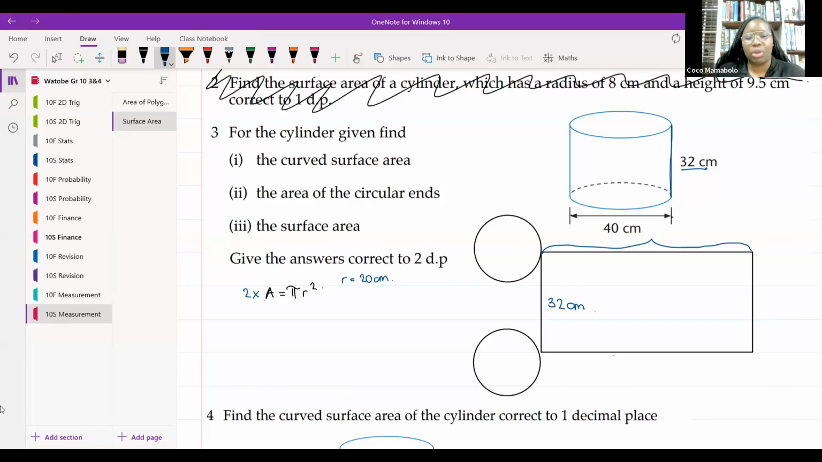Who's got a strategy for us? Luandile, you're a boss, 100%. How are we going to figure out what the length is? Anybody got any ideas for us? I figured this one might be a bit of a difficult one.